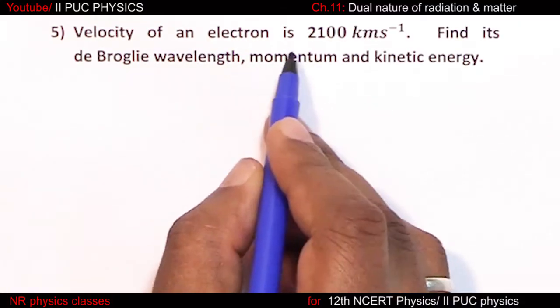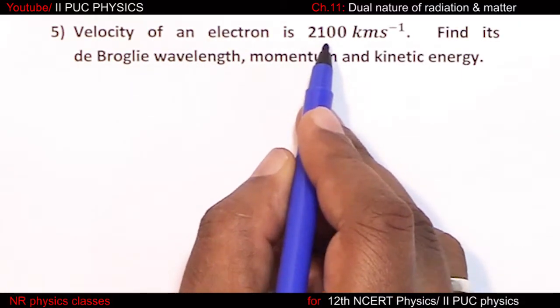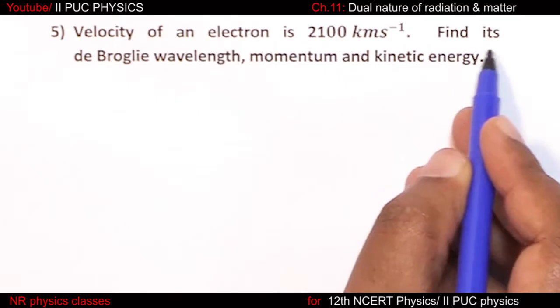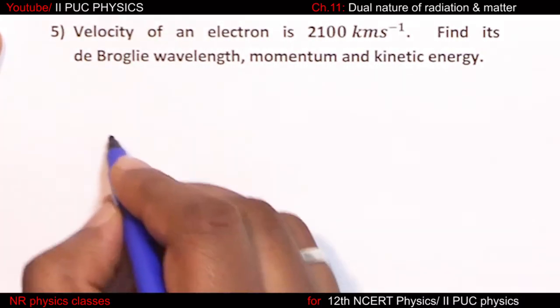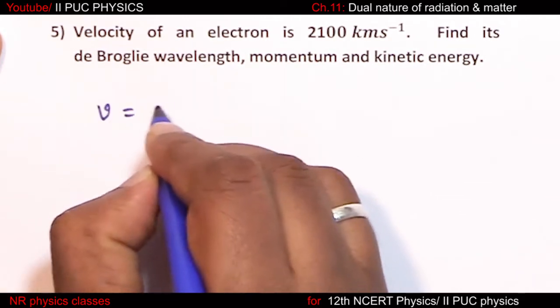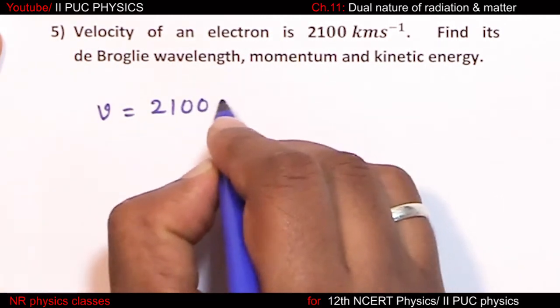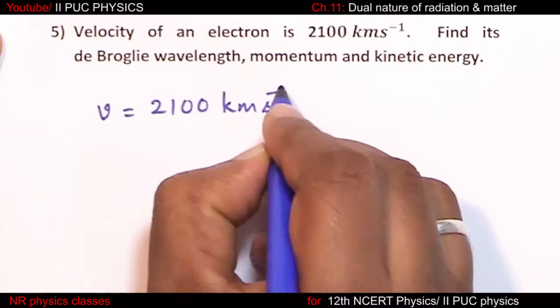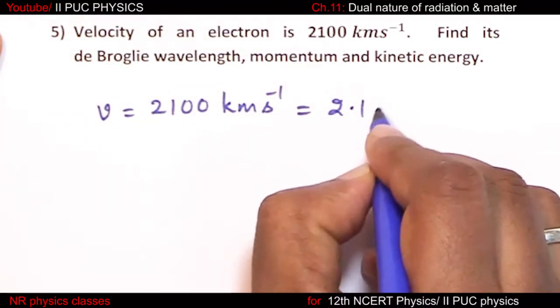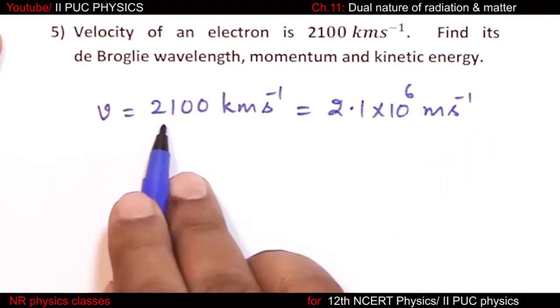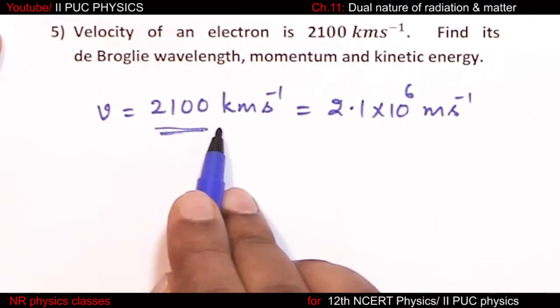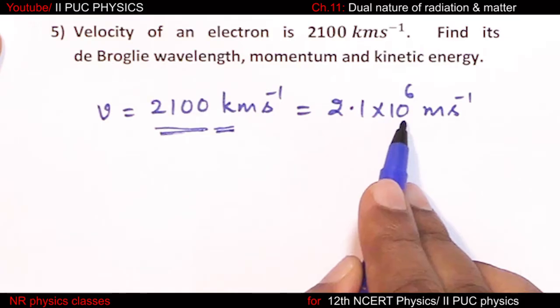Velocity of an electron is 2100 km per second. Find its de Broglie wavelength, momentum and kinetic energy. Velocity is 2100 km per second is 2.1 × 10^6 meter per second. So there is 10^3 here, one more 10^3 gives 10^6.